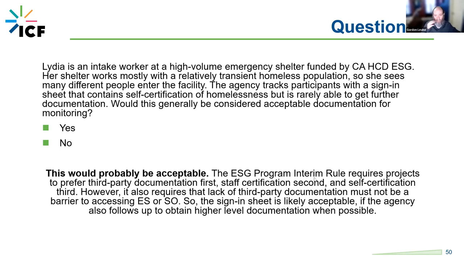documentation of homelessness, right? Third party, staff observation, participant self-certification. And if you intend to use a sign-in sheet as your primary mechanism of documenting literal homelessness as an emergency shelter, you should absolutely write that into your project policies and procedures. Absolutely no reason not to, both because HUD requires, or basically requires, that it be there, but also because if you're going to do that as practice, it should be written down somewhere.